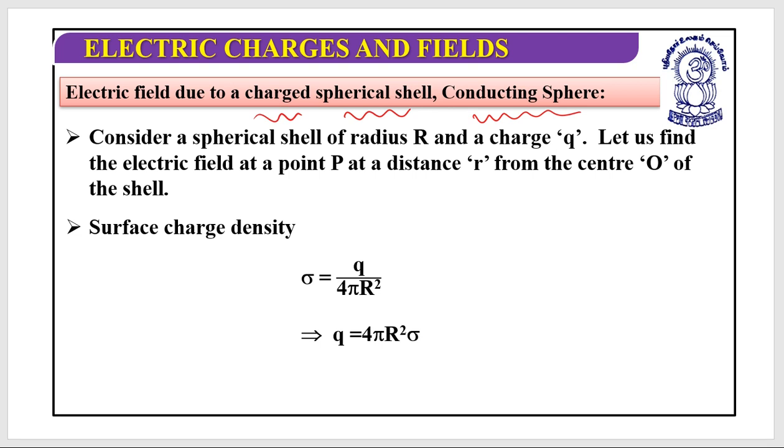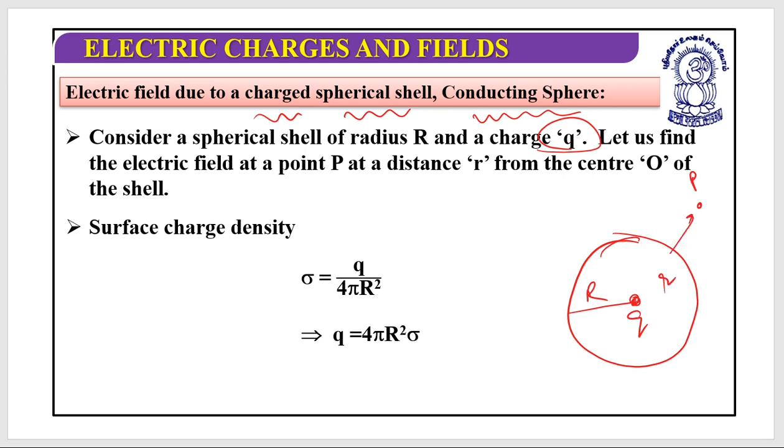What we have given is that we have considered a charge. Let's say this is the situation. We have a spherical shell of radius R, and that shell is given a charge Q. We need to find the electric field at a point P at a distance r from the center of the shell. Let's say this is the location P, where you need to find the electric field. Are you okay with this?